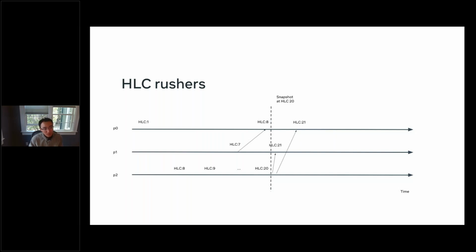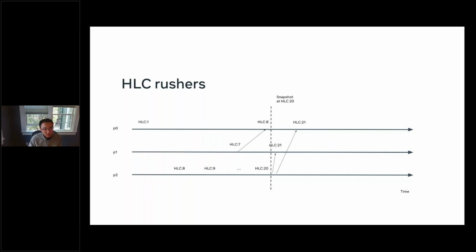So in order to take a consistent snapshot at HLC 20, each one of the processes has to be past HLC 20. And the way to do it is, if P0 and P1's HLCs are quote unquote lagging behind from P2's perspective, then P2 will just send messages to bump their HLCs ahead to 21 for both of them.